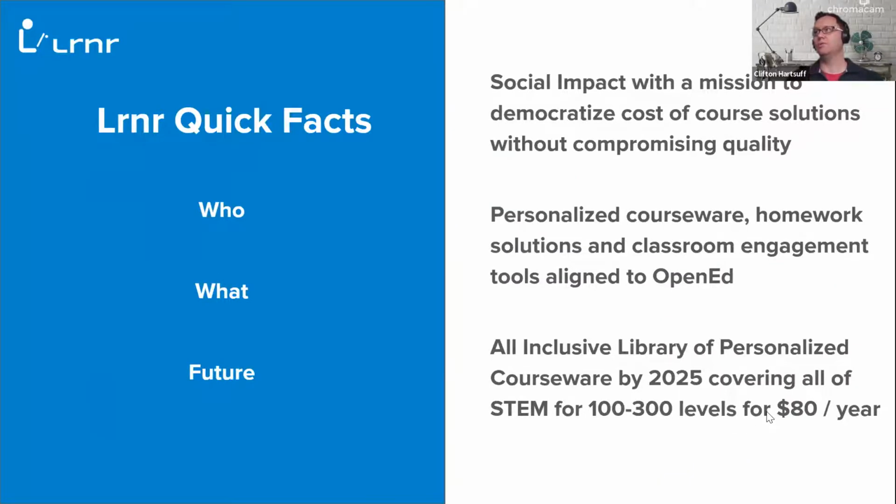Starting with who we are, Lrnr is on a social impact mission to democratize the cost of course solutions without compromising quality. We do that by creating personalized courseware, homework solutions, and classroom engagement tools, which are aligned to open ed standards, in this case, Openstax. Where we're going in the future is an all-inclusive library of personalized courseware by 2025, which will cover all of STEM for 100 to 300 levels, and it will be $80 per year. So it's an exciting future, much more affordable than it is today.